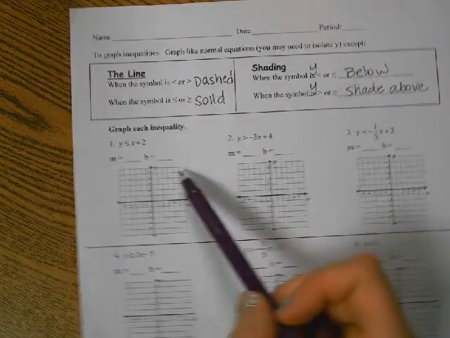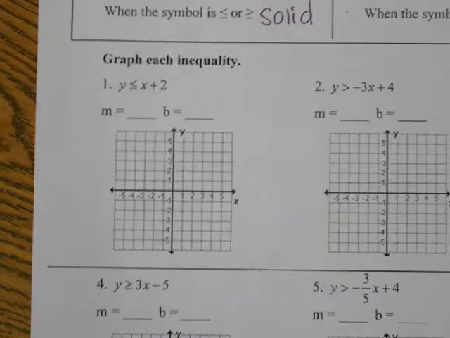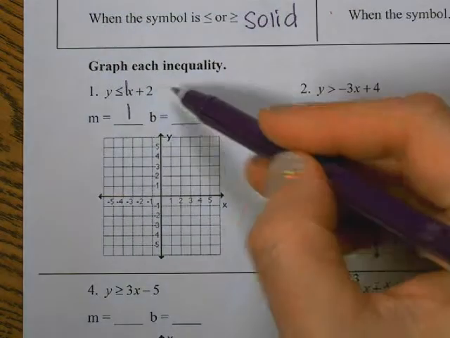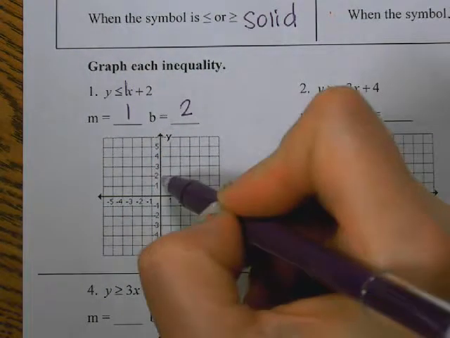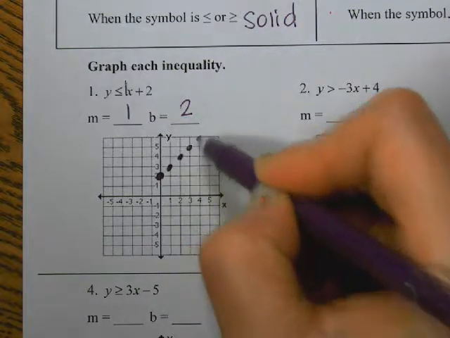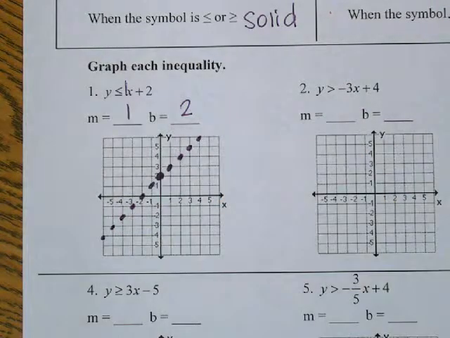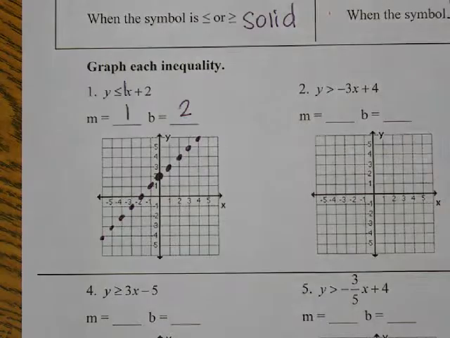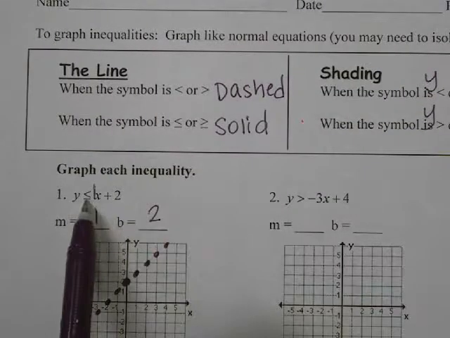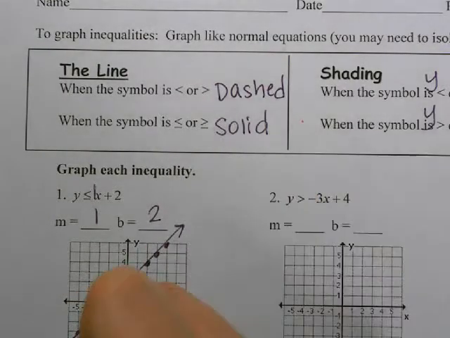So let's look at number 1. So first off, we're going to figure out what m and b are. So what is m? So m is hiding, it's a 1. And what is b? That's the beginning, and it's a 2. So we're going to start at 2, and we're going to move up 1 over 1. And so now we've graphed the line with dots. So now we're going to decide, is it a solid line or a dashed line? And we're going to say it's solid because of the or equals to. So we're going to draw a solid line through it.